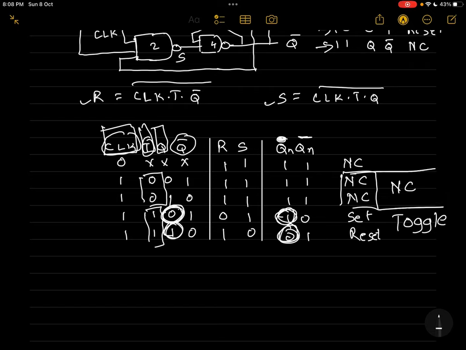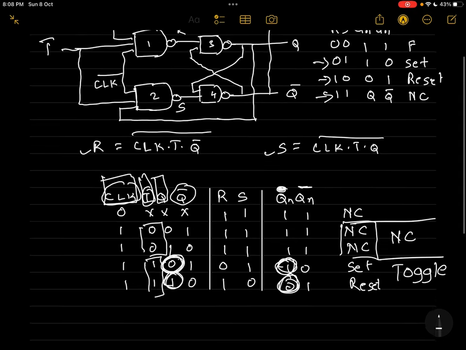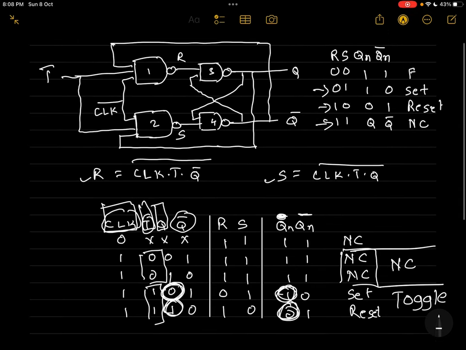So in this circuit we get three conditions. If clock is 0, we get no change condition. If clock is 1 and T is 0, again we get no change condition. And if clock is 1 and T is 1, we get toggle condition. So this was the overall explanation of the T flip-flop. Thank you, everyone.